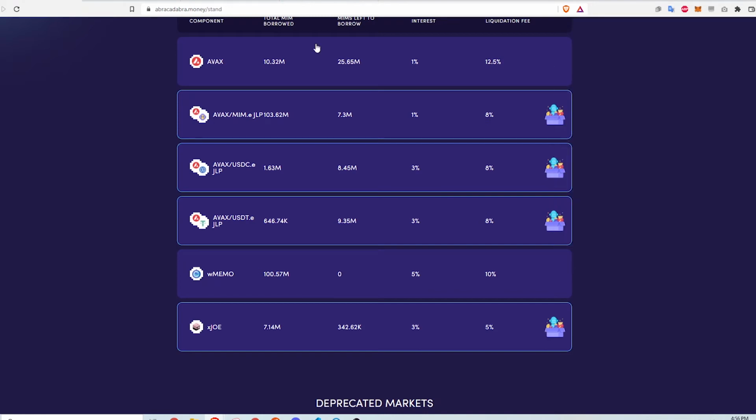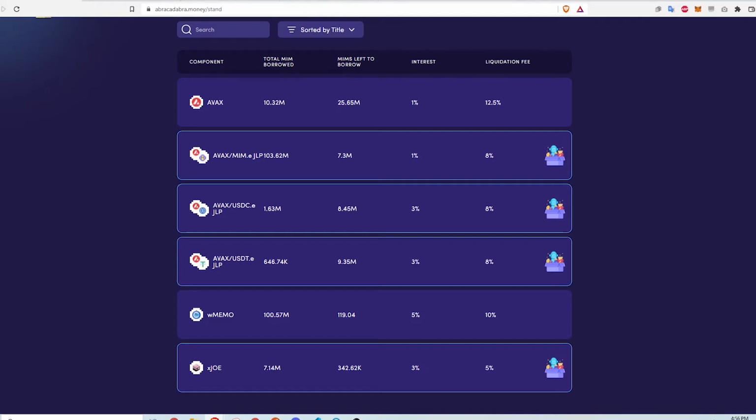Looking at the available components to borrow on the Avalanche network, I can supply AVAX, some Trader Joe LP tokens, Wrapped MEMO, and XJO tokens. The total MIM borrowed column shows how much MIM has been borrowed by people. The MIMs left to borrow column shows how much MIM is left to borrow for that collateral type. If the amount in this column is zero, I'll have to wait until someone pays back their loan to borrow more MIM. I can keep refreshing the page to see if the number goes up.